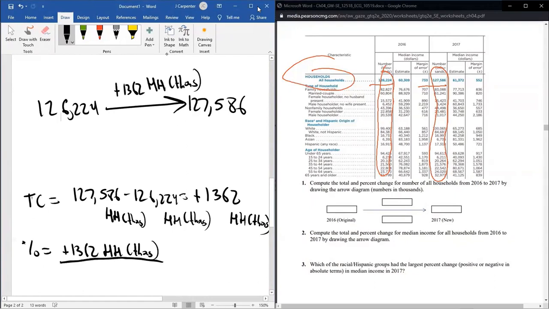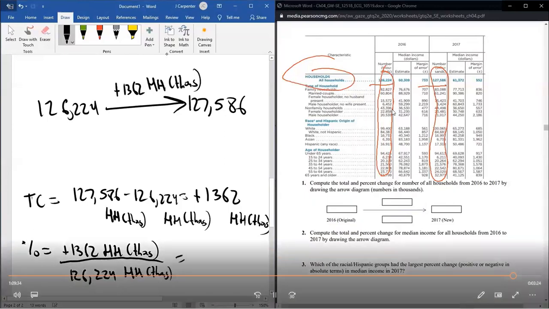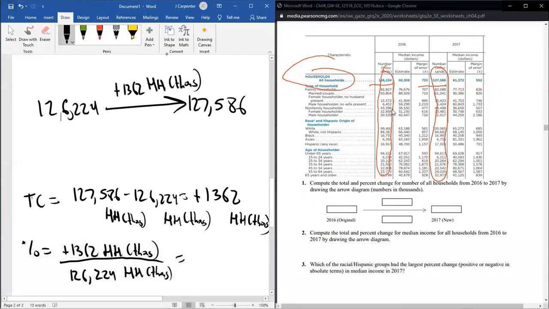And let's divide that by, basically we're scaling it to the original, which was the 126,224 households in thousands. And again, I'm going to ask you to plug this into your calculator to show this, but you'll get something like 0.0108, and that's a positive number. So when you turn that into a percentage, you'll get 1.08%. That's an increase. It's not thousands of households, that's just a percent increase. So that's the number that goes on the bottom, 1.08 with a plus sign to be technical, percentage.